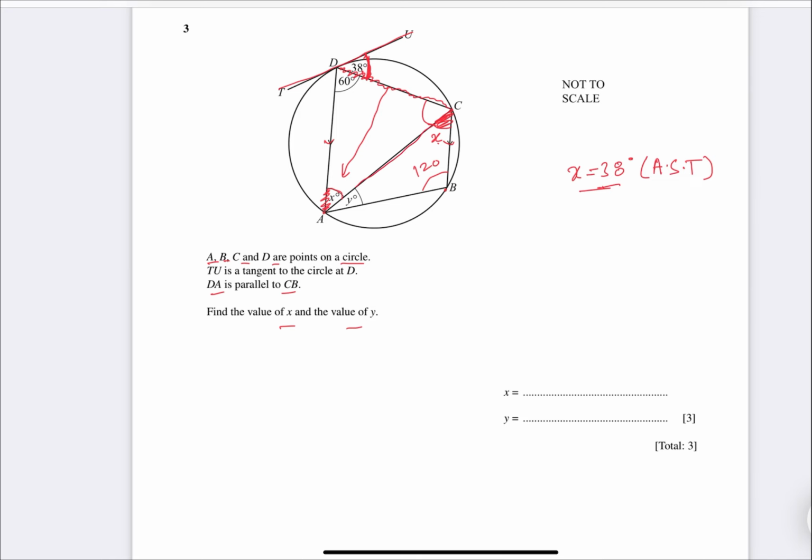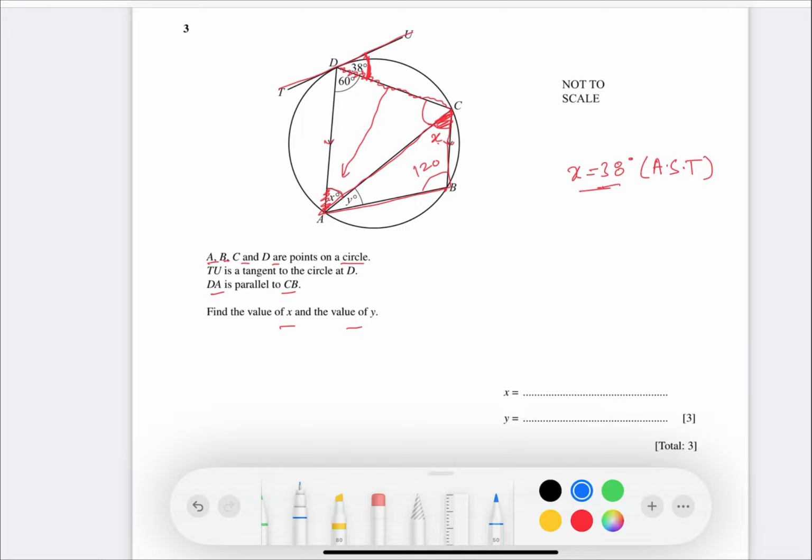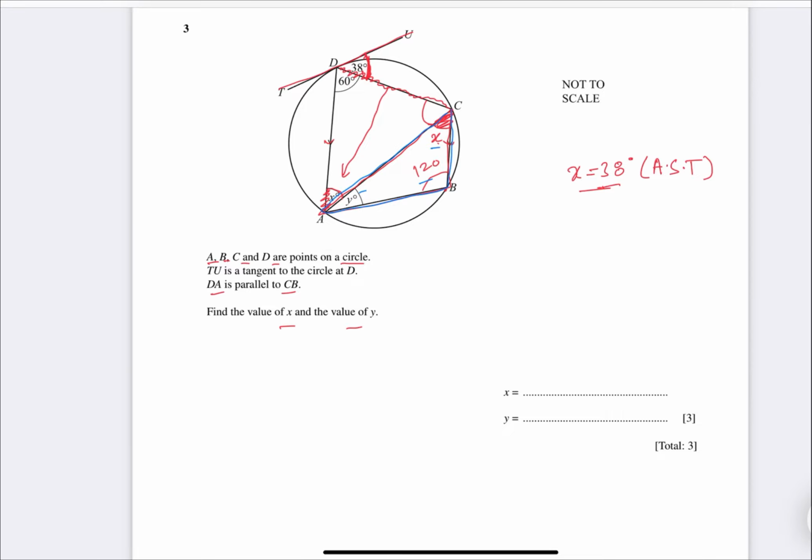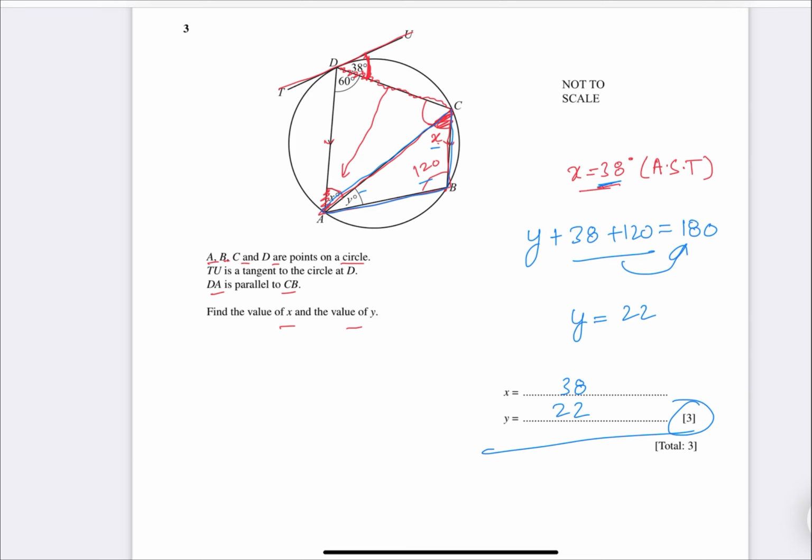Now look at triangle CAB. Repeat after me, CAB. y plus 120 plus x equals 180. y plus 38 plus 120 equals 180 because of the angle sum property in a triangle. Subtract these two from 180 and we will get y as 22. So x is 38, y is 22, and you got 3 marks for this. Very good, learners. Very good.